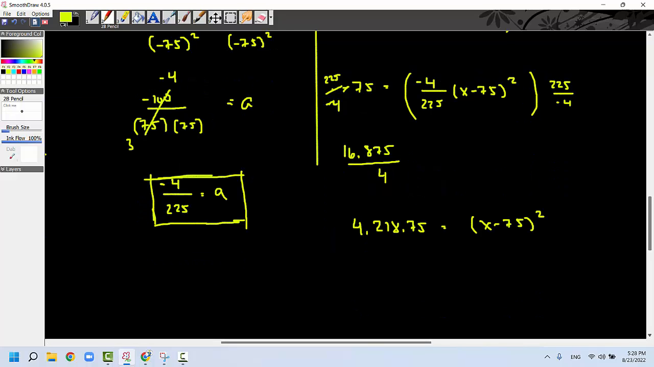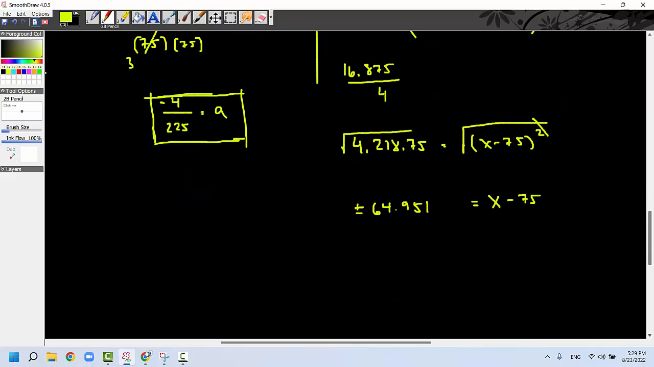Okay, at this point, we are going to square root both sides. And we're going to get x minus 75 is equal to whatever the square root of 4218.75 is. So 4218.75, we're going to square root that. Again, I'm just doing this on the calculator. What I get is plus or minus 64.951 as my decimal. And so now I'm going to add 75 to either side. Now I'm going to end up with two answers here.